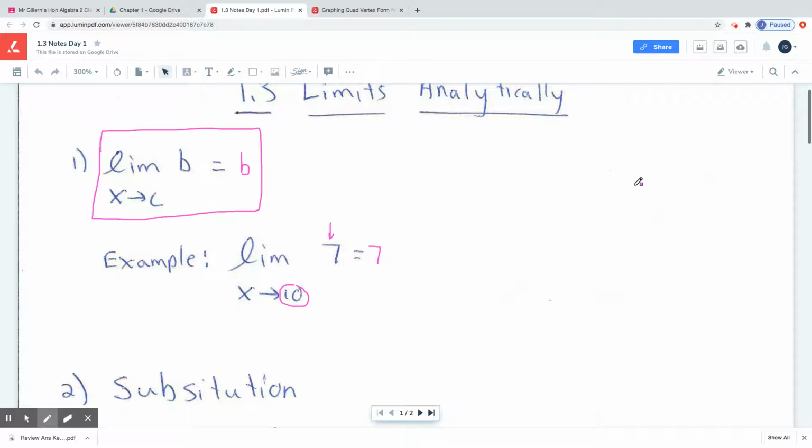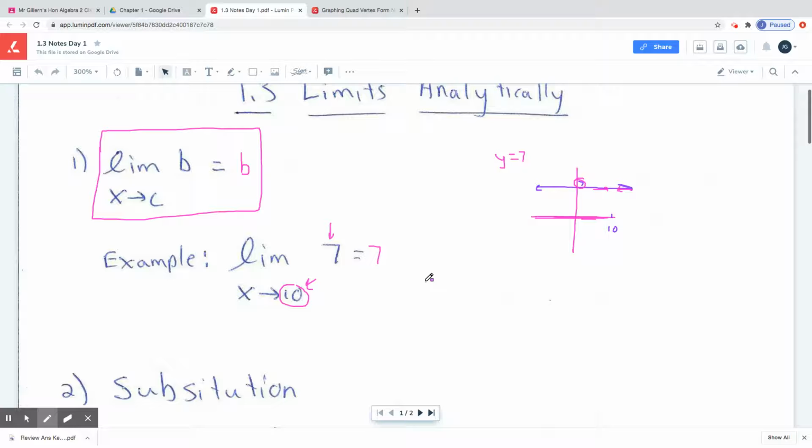Now, why is that the case? If we think about what we just talked about with graphs, what does y equals 7 look like? It's a horizontal line going through 7, correct? If I'm approaching 10 or any other value, it doesn't make a difference. As I come from the right and from the left, what's the y value always going to be? It's going to be 7. It doesn't matter what x value I put in. For any constant, it's always going to be 7.